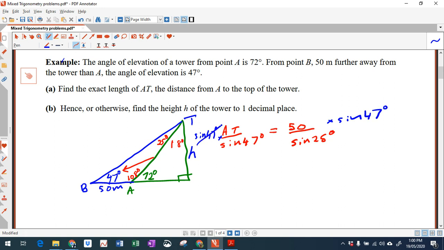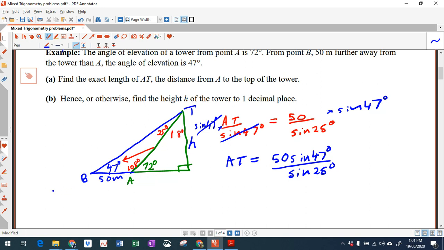that cancels with that, and you're left with, now it says the exact length, which means we don't evaluate it on the calculator. This is going to give you a whole lot of decimals. So that is your exact length of AT. All right, now part B says hence or otherwise, so that's part A. Part B says hence or otherwise find the height h of the tower.